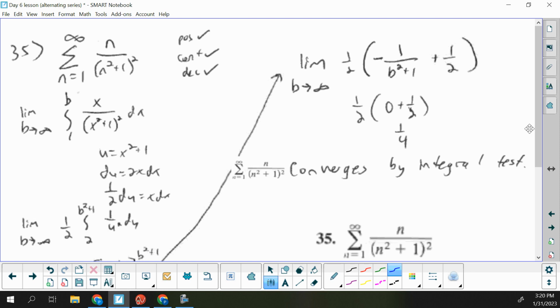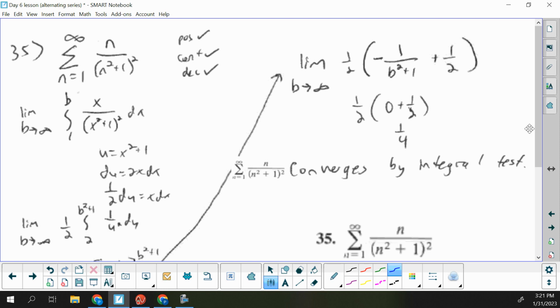Important to remember with the integral test, the value of our series is not 1/4. The integral test, by it converging, only tells us that the series converges. The only series that we can actually find the real sum of are telescoping and geometric. Any others, we're just using tools to decide if it converges or diverges.